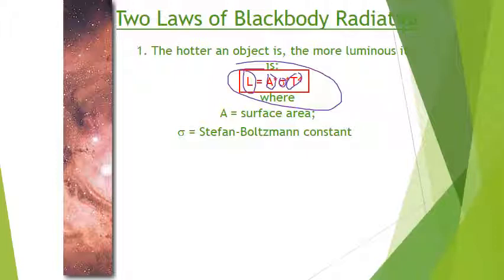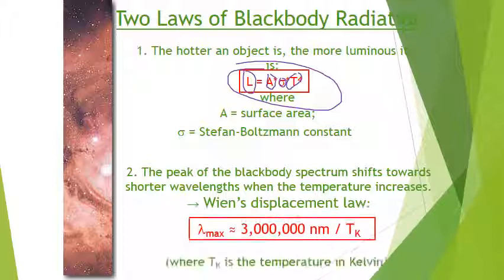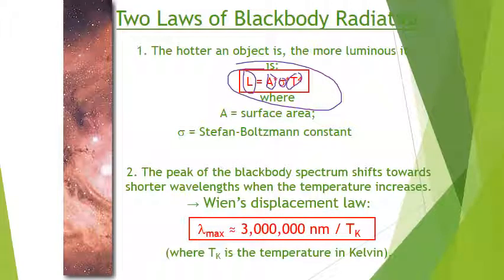But one thing we can clearly see is that as the temperature goes up, the energy that the star produces goes up. We also see that as the temperature increases, the wavelength at which the maximum of its curve occurs is decreasing. Notice the way this equation is. We've got some sort of a number here, 3 million nanometers divided by the temperature. Because the temperature is in the denominator, as the denominator goes up, this overall fraction goes down. So that's why the peak tends to occur at smaller and smaller wavelengths the hotter the star is.